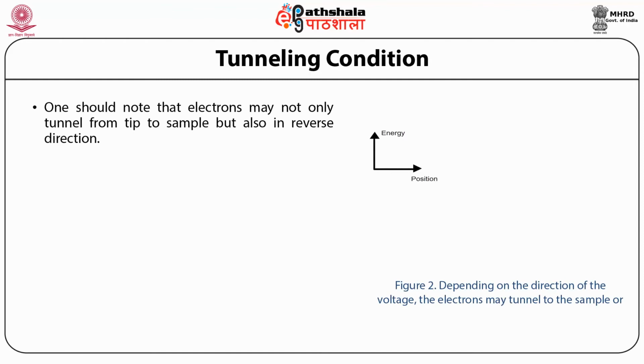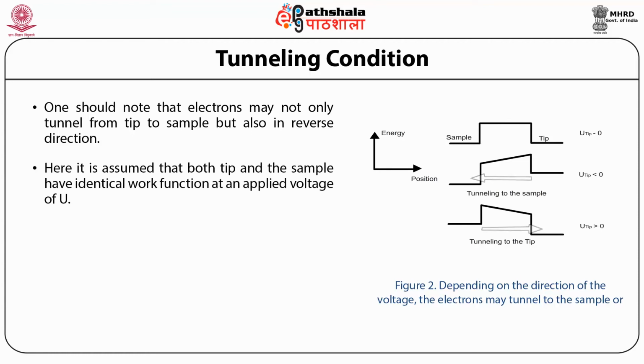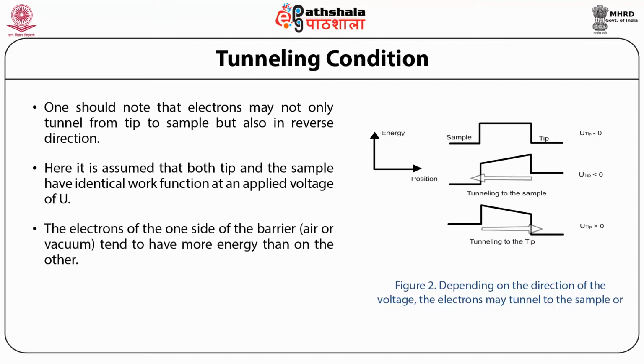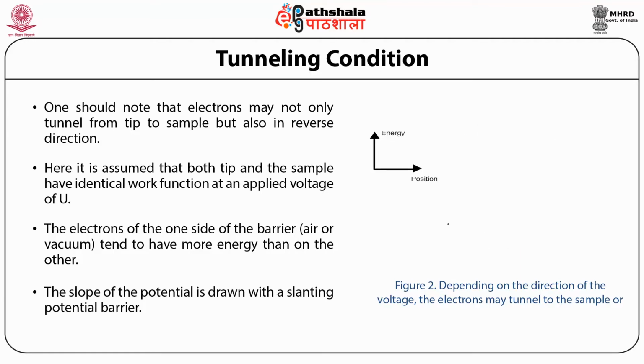One should note that electrons may not only tunnel from the tip to the sample but also in the reverse direction. This is demonstrated by an energy diagram in figure 2. Here it is assumed that both tip and the sample have identical work functions at an applied voltage of U. The electrons on the one side of the barrier, that is air or vacuum, tend to have more energy than the other. The slope of the potential is drawn with the slanting potential barrier.